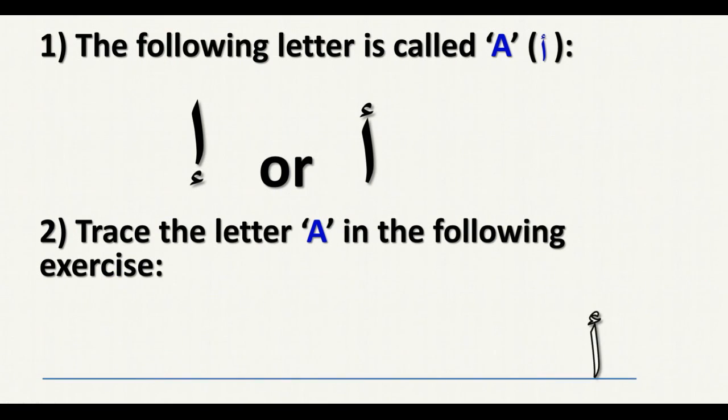For number 2, trace the letter A in the following exercise. Here you have several examples of the letter A. You have to trace all of them. You start from the top going down. Then you put in that symbol.